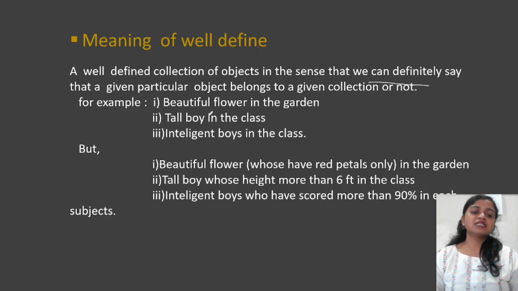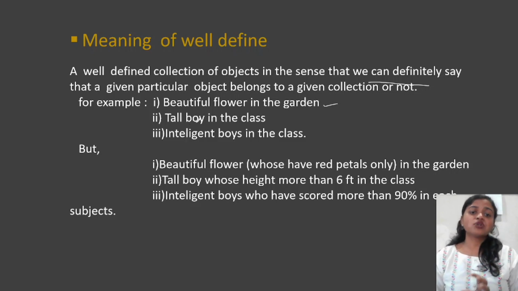Clear? So for example, if I say beautiful color in the garden. In the garden there are a lot of flowers. It can be red, it can be yellow, it can be purple. So which flower should be called a beautiful color? There is no definite definition, nothing is definitely mentioned here.